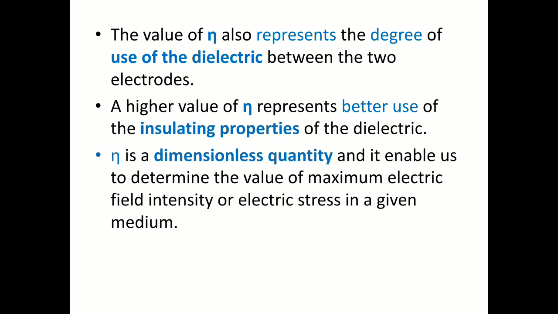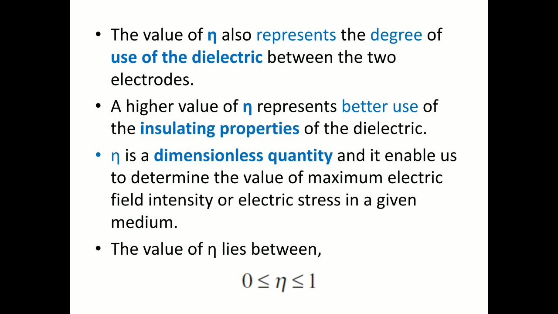Then the degree of uniformity, from the definition it is very clear that it is the ratio of two similar quantities. That's why it is a dimensionless quantity, and in general the value of the degree of uniformity is always between 0 and 1. 0 means the worst condition, 1 means the best condition. 1 indicates that the distribution of electric field is uniform in that medium. So practically our objective is to achieve eta equals 1, which is very important.